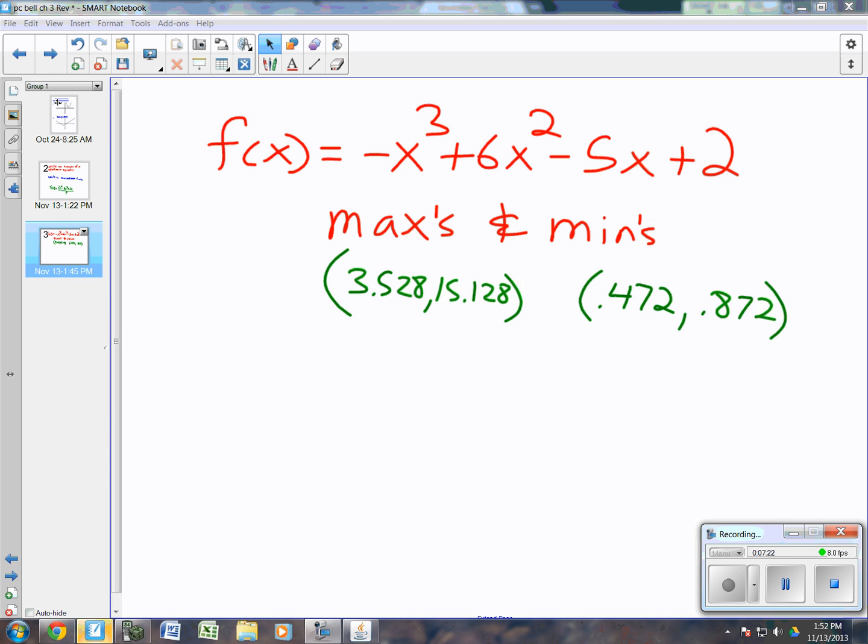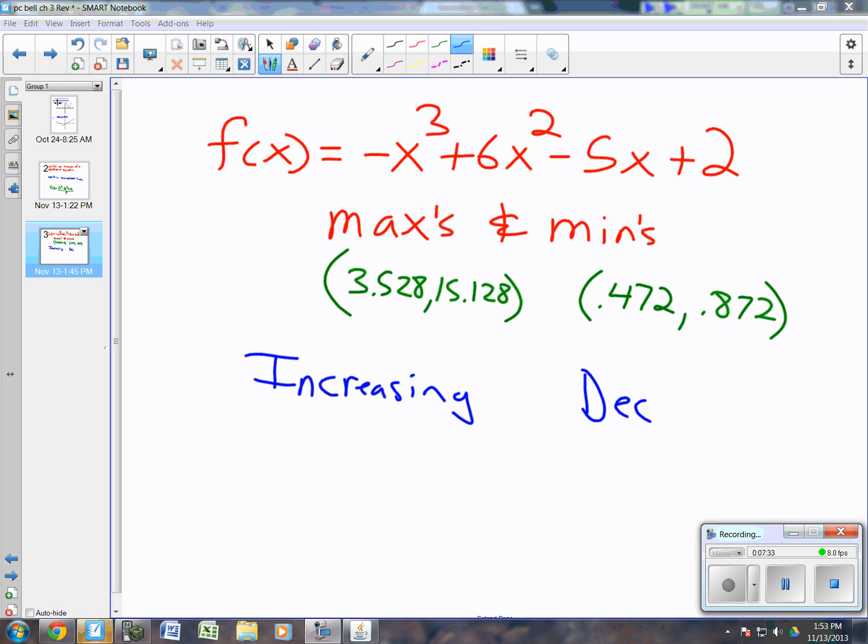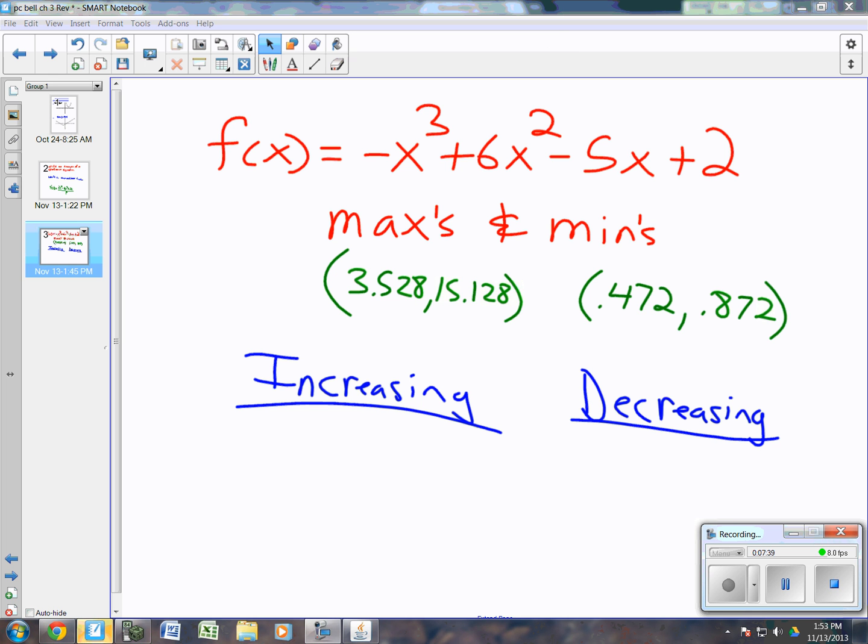Now, here's the next thing. I need you to find where this function is increasing and where this function is decreasing. Now, keep in mind, do you name the x or the y intervals? The x intervals, right? You name the x intervals. So name the x intervals over which this is increasing or decreasing.